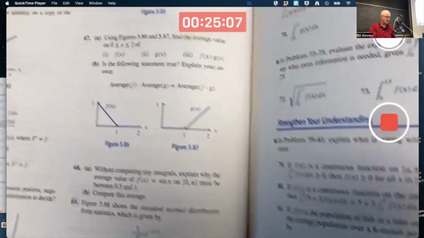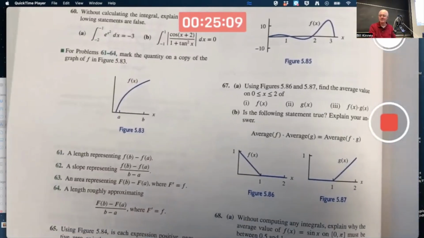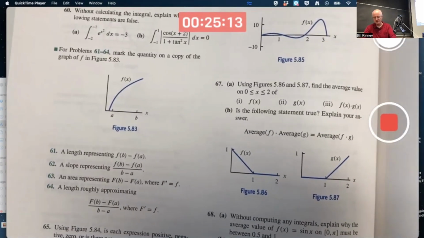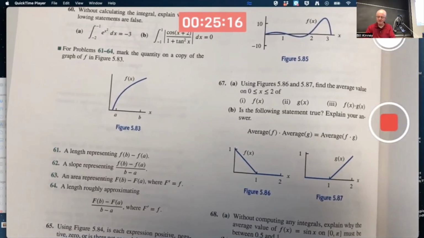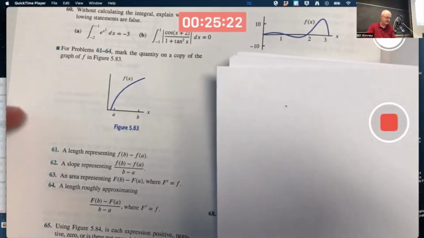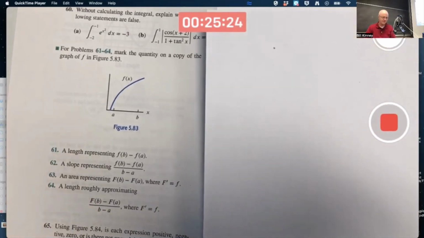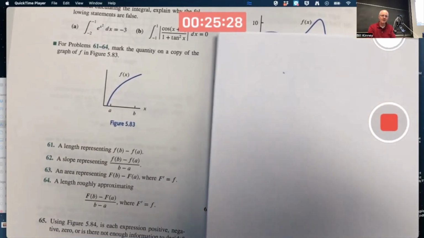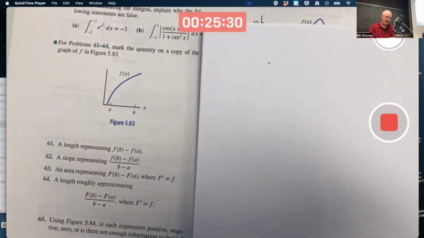I'd like to consider a few problems that I actually did not assign, but I put these on tests before, so I think it would be worth looking at. Testing your understanding of these ideas. I'm thinking of problems 61 through 64 here. So you've got this graph. I will redraw the graph.